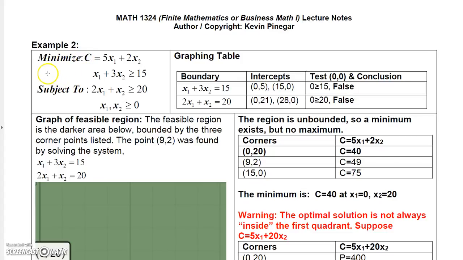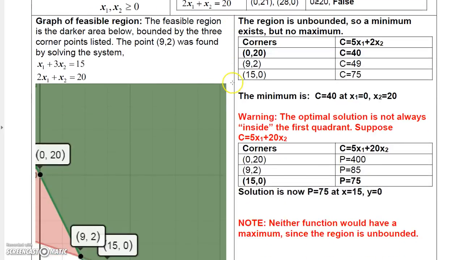Let's do a minimization example. Let's say we want to minimize c equals 5x1 plus 2x2 given these constraints, and of course our non-negative constraints. So the first inequality would give me the boundary x1 plus 3x2 equals 15, and the intercepts would be at 0, 5 and 15, 0.